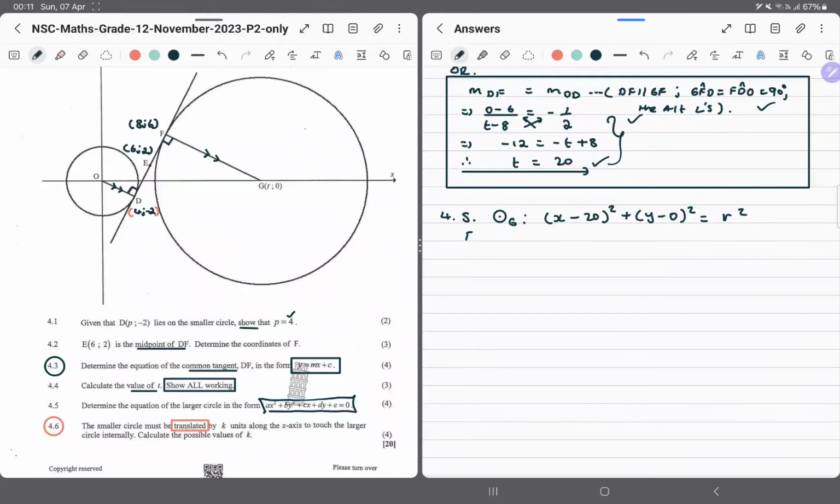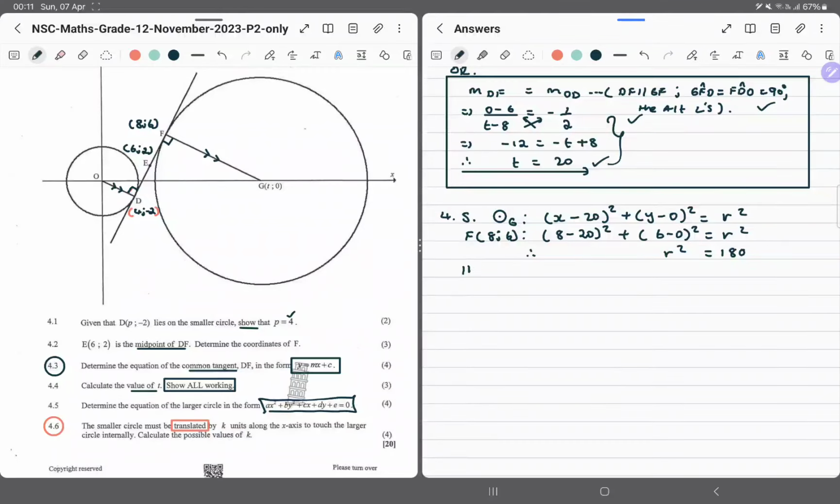Now we know that point F lies on that circle. So we substitute 8 minus 20 squared plus 6 minus 0 all squared is equal to r squared. We can say here, therefore our r squared is going to be 144 plus 36, that's 180.